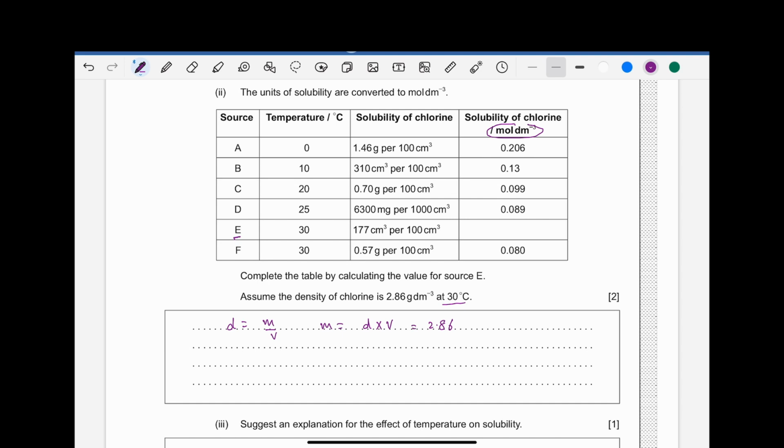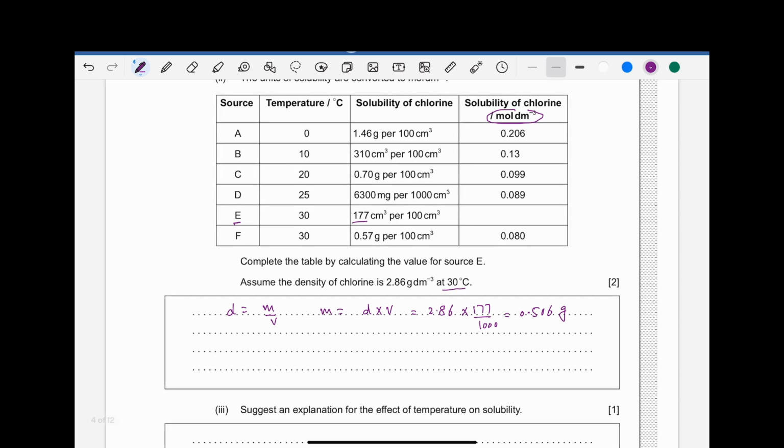and volume we got 177, so we need to convert that into dm cube. That will be 177 divided by 1000. If I solve this, this will give me 0.506 grams. So we need to convert to mole per dm cube, so we need to find out the moles, and we know n is equal to m over capital M, molar mass. Mass we have, which is 0.506, and molar mass of chlorine is 70.9 gram per mole.